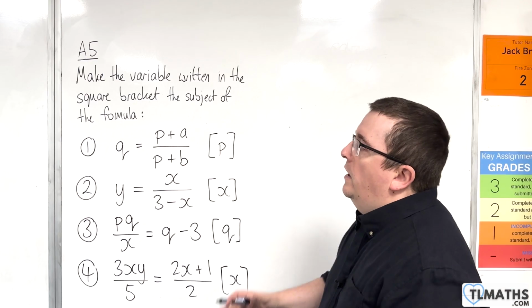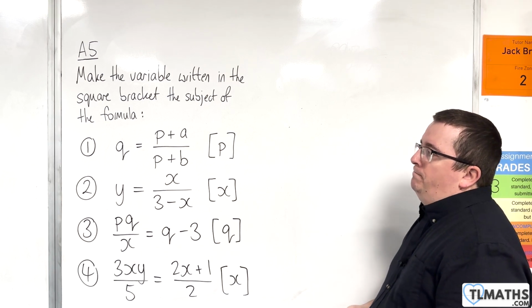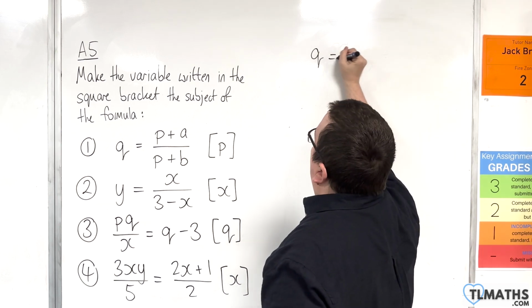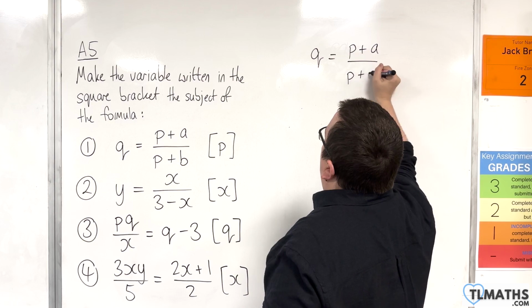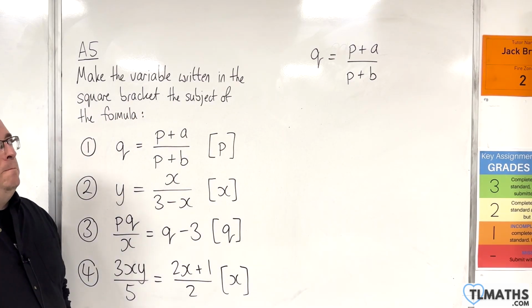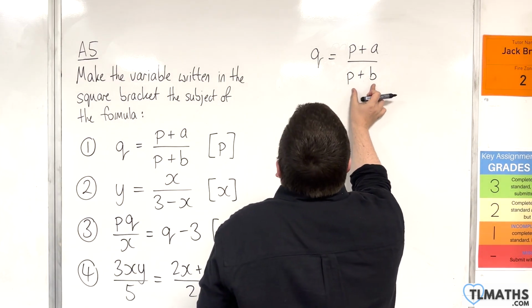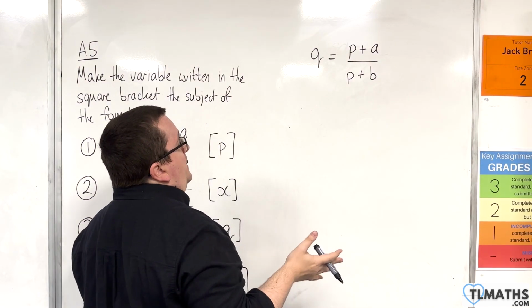So in this video, we're going to take a look at some more examples of rearranging formulae. And in our first one, we have Q equals (P plus A) over (P plus B), and we want to make P the subject. Now, P is in the denominator of a fraction. So the first thing I would do is multiply both sides by P plus B.